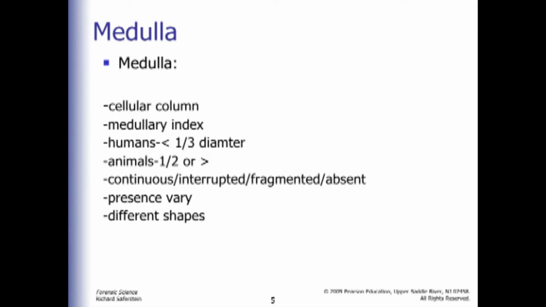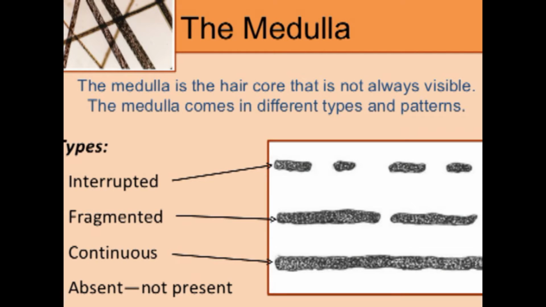The medullary index is the measurement of the diameter of the medulla relative to the diameter of the hair shaft. For humans, it's less than 1/3, and for animals, it's more than a half. The medulla patterns are continuous, interrupted, fragmented, and absent.